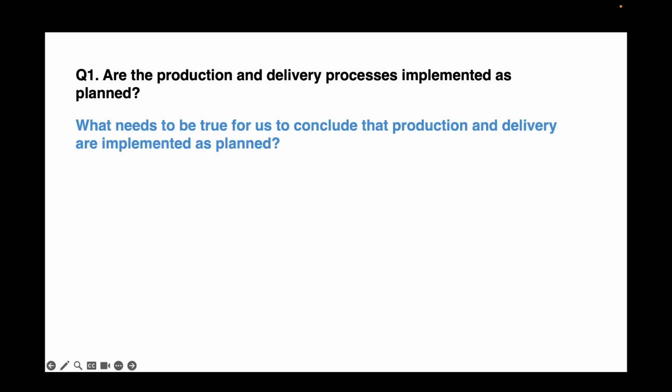Let's now develop the first question. Question number 1. Are the production and delivery processes implemented as planned? So, are the processes implemented as planned? So, to answer this, we need to go one level deeper. So, we ask ourselves a simple but powerful question. Now, what needs to be true for us to conclude that production and delivery are actually implemented as planned?